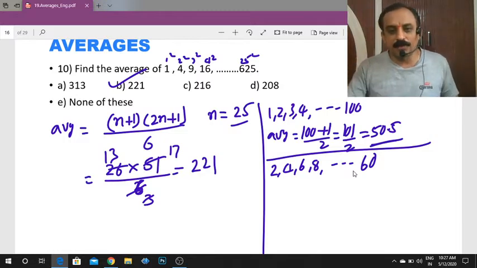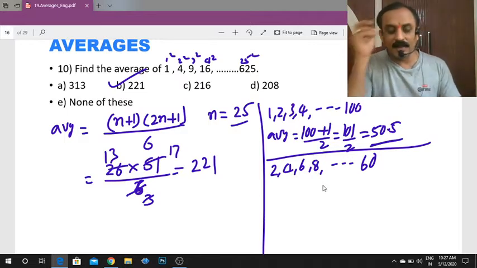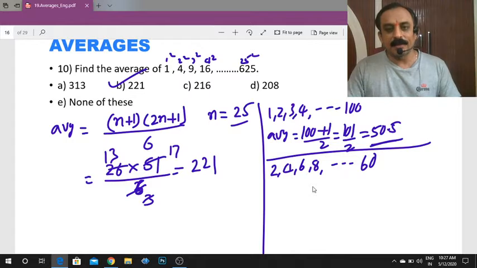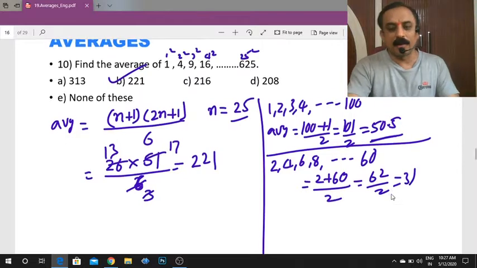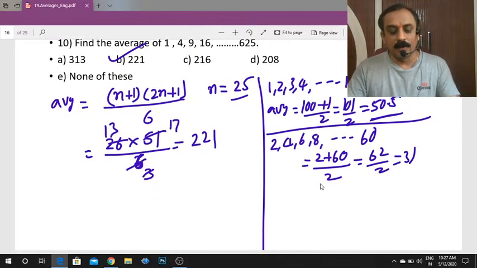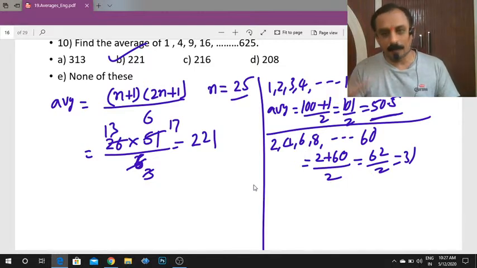The arithmetic progression formula. So what is the average of an arithmetic progression? First number plus last number by 2. Even numbers are also in arithmetic progression. Therefore, first number 2, last number 60, 2 plus 60 by 2, 62 by 2 is 31. It is not 30, it is 31.